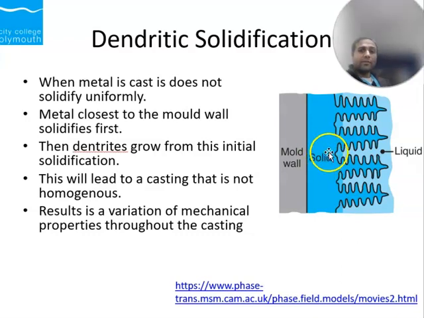So if you have the whole casting and you just cut the cross section area of the casting, and if you are able to find the composition of carbon here and the composition of carbon in the middle, they will have different composition, which means the mechanical properties at the surface will be different. The mechanical properties at the core in the middle will be different.